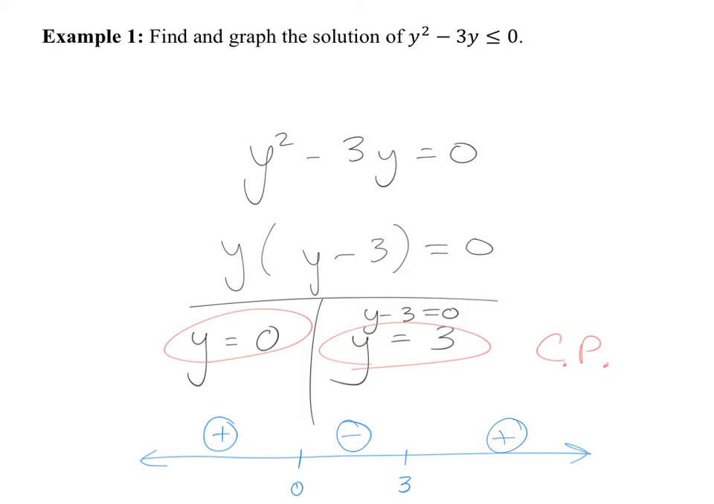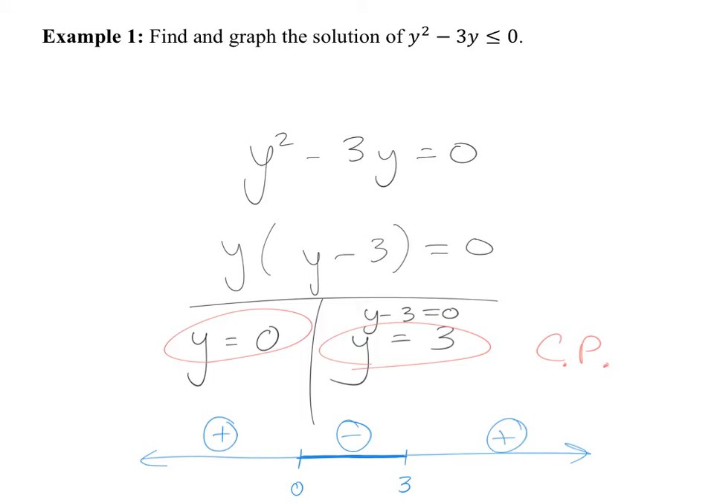Now, look back at the original inequality. This says, when is the function negative? That's how I read this. Again, look up please. This tells me, when is the function less than or equal to 0? It's really saying, when is it negative? Or 0, obviously. But when is it negative, right? Which region was negative? 0 to 3 was negative, right? So that region automatically gets shaded.